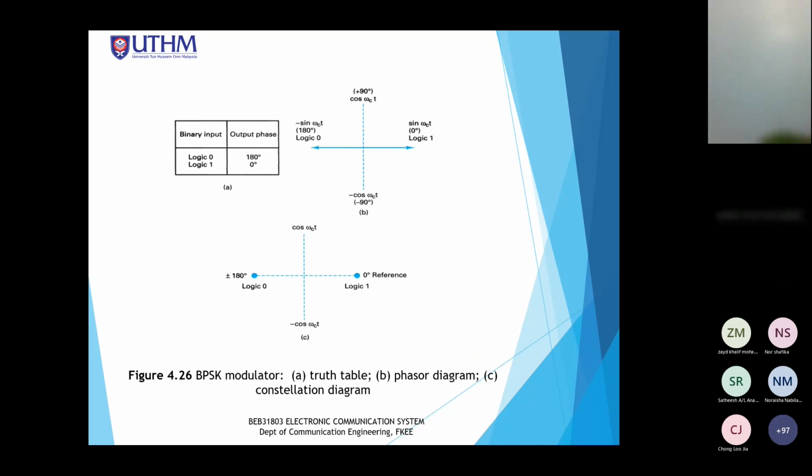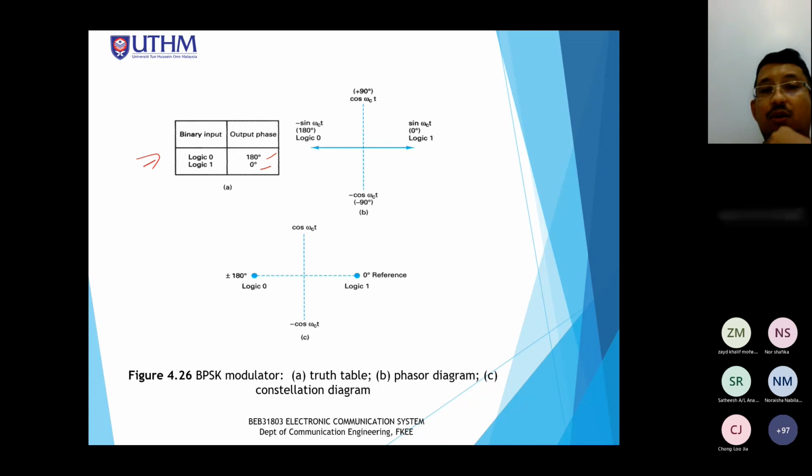And this is the truth table, phasor diagram, and also the constellation diagram. This is very important in digital transmission. For the truth table, we have two possibilities: logic 0 or logic 1. Logic 0 is represented by an output phase of 180 degrees. Logic 1 is represented by 0 degrees at the output. So you see that the difference is 180 degrees.